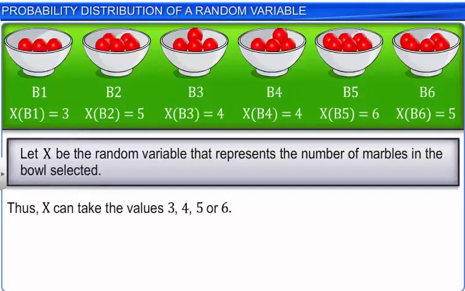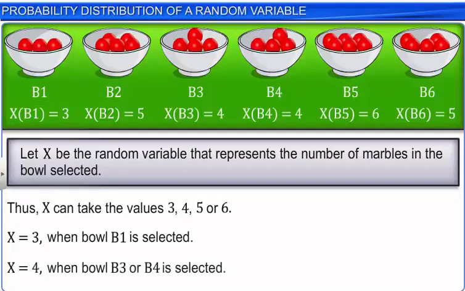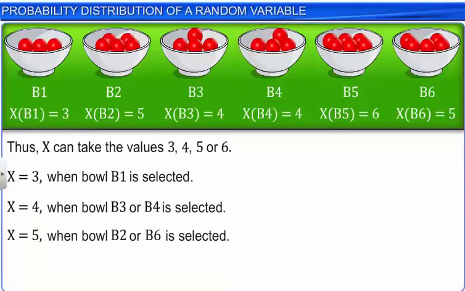Hence, X takes the value 3 when bowl B1 is selected. X takes the value 4 when bowl B3 or bowl B4 is selected. X takes the value 5 when bowl B2 or bowl B6 is selected. X takes the value 6 when bowl B5 is selected.